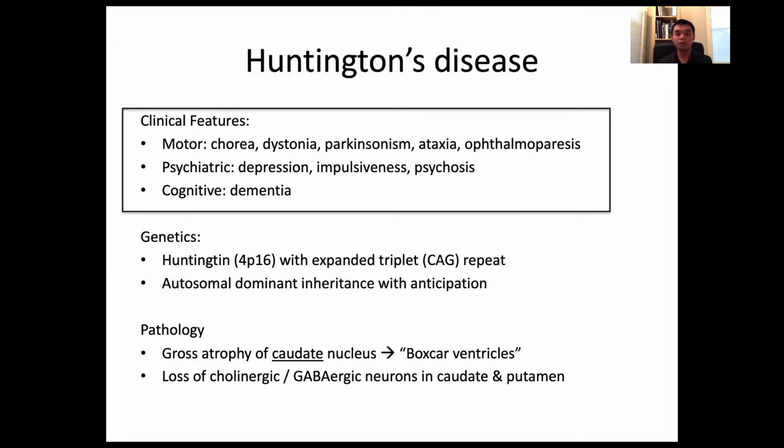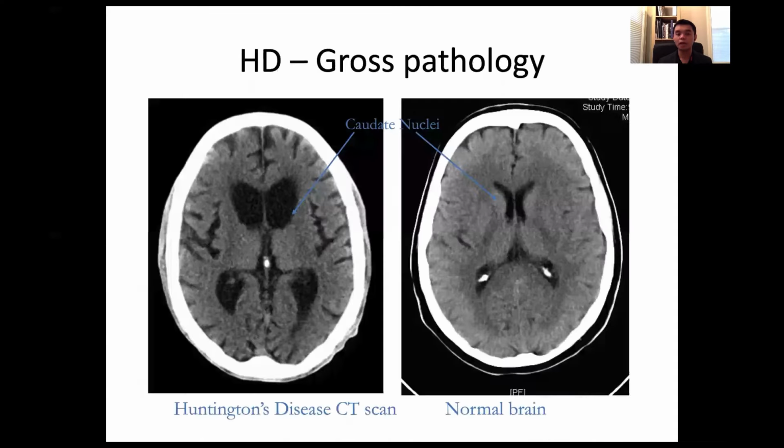Pathologically, one of the things that you're going to see is this loss of the caudate nucleus, if you remember that structure. And then we have this finding that a lot of people refer to as boxcar ventricles. We'll show that in the next slide. And what you're seeing here is basically this loss of the caudate nucleus leading to these enlarged lateral ventricles. They don't really look like boxcars to me, but what can you do?